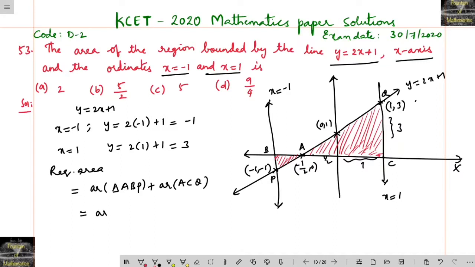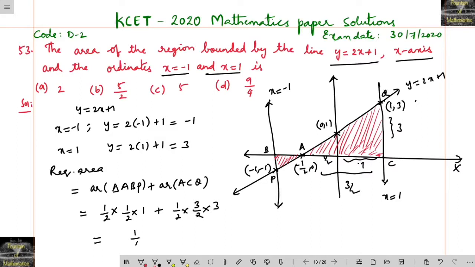So we can write the area of triangle ABP is half into base into height. So half into base, taken from here to here, minus half to minus 1, so 1/2 unit will be there. And the height will be 1 unit. So half into 1. And the next one, area of this triangle: this base is 1 plus half, that is 1.5, which is 3 by 2. So 1 by 2 into 3 by 2 into the height, and this height is 3 units.